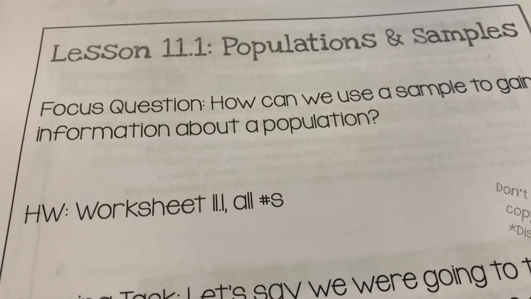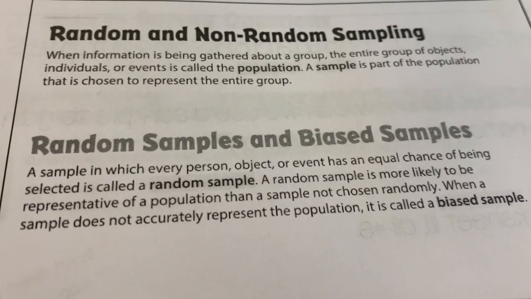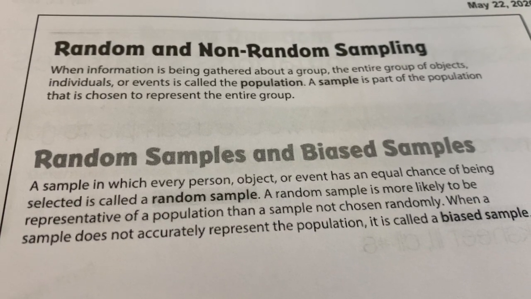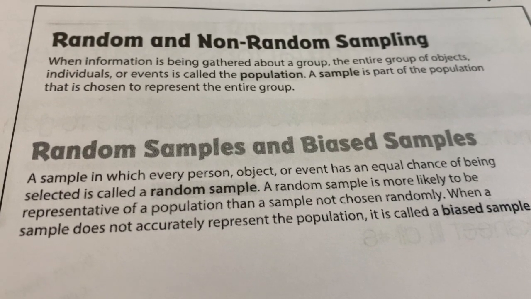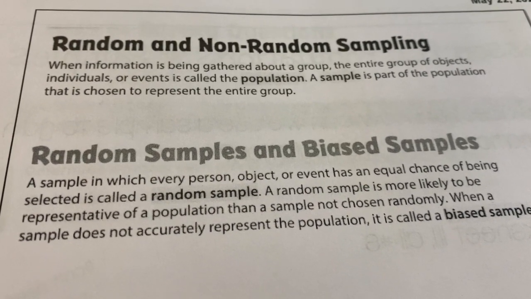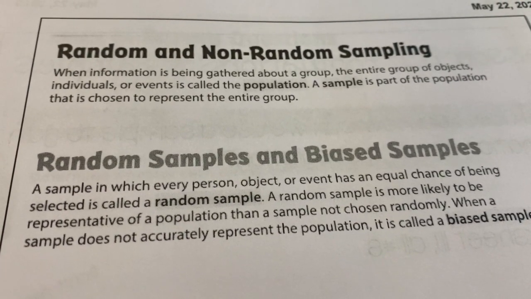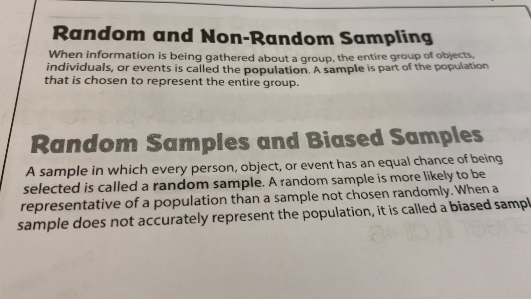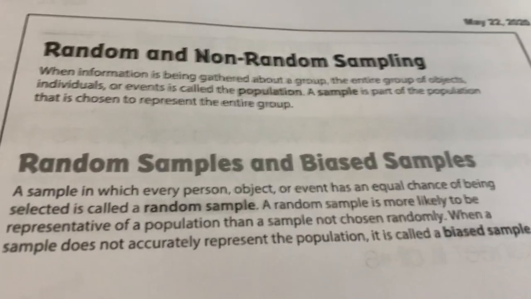Okay, so let's start with our lesson today, populations and samples. First things first, we're going to talk about what sampling is. So when information is being gathered about a group, so for example, if I'm trying to find out how many siblings everybody has, the entire group of objects or the individuals, so the people who I'm asking, is called the population. Okay, so if I decide that I'm going to ask just the 6th grade or just the 7th grade class, my population would be those people who I asked.